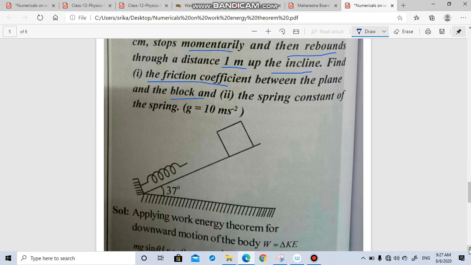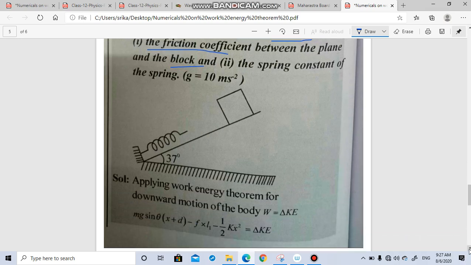These questions have come in JEE. These are of a certain standard. So try to understand these types of questions. What is the method involved? Okay.